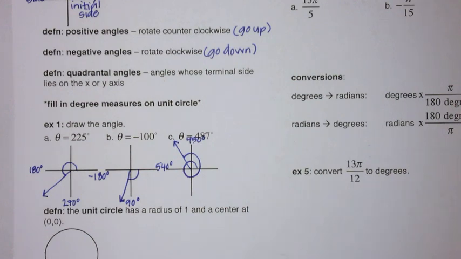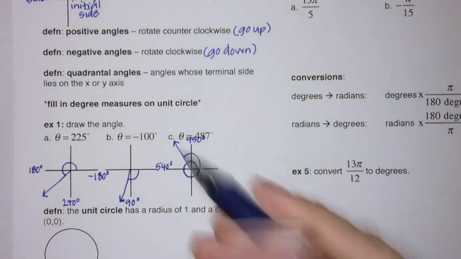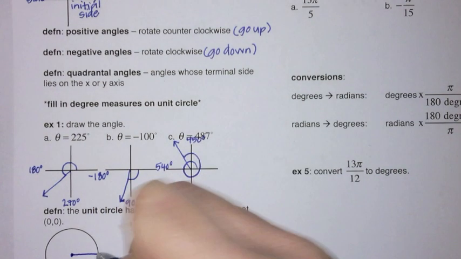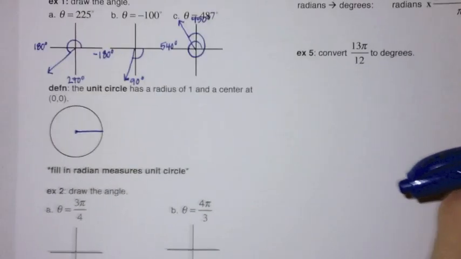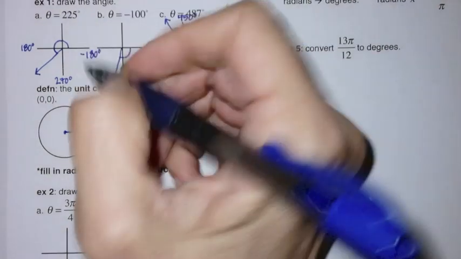Okay, next definition we're going to go over is the unit circle. The unit circle has a radius of 1. So this is super important right here. We use this for almost the rest of the term. So you got to make sure you know this.